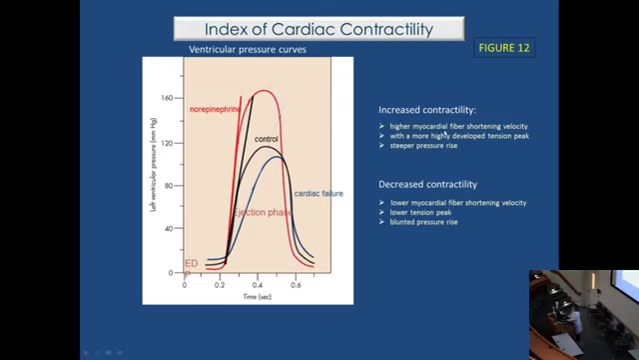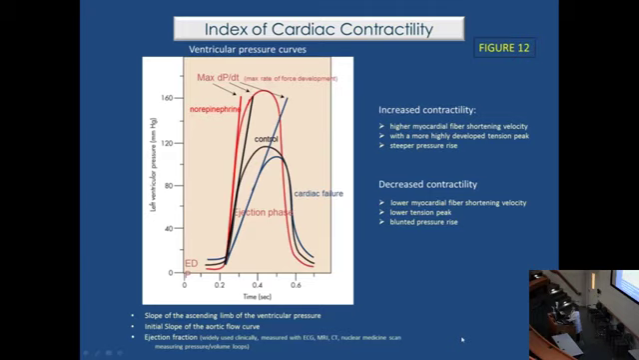In the case when you have a decreased contractility, you will find a lower shortening velocity, a lower tension peak compared to control, as in cardiac failure, and a blunted pressure rise. So when you measure the slope of these curves, it gives you the index of cardiac contractility. This example uses the left ventricle, but you can also do the same measurements using the aortic flow curves. Another method is measuring the ejection fraction, which can also give you an index of cardiac contractility.